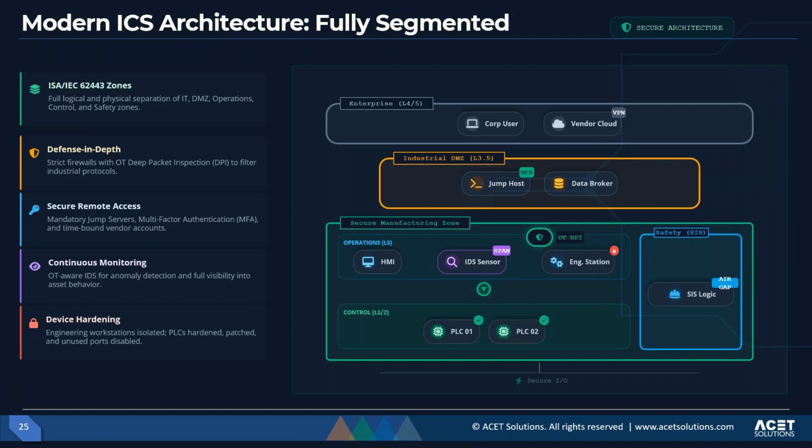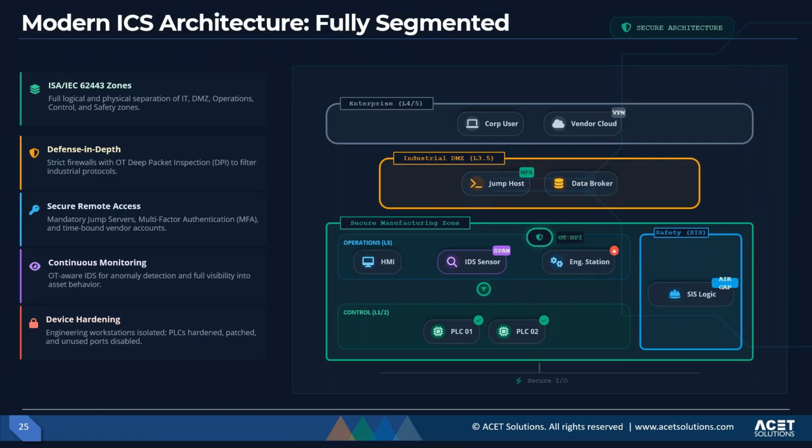Remote access is also heavily secured. All external or vendor access must pass through a jump server, be authenticated with multi-factor authentication, and operate under a time-bound, least-privilege access window. This prevents persistence and uncontrolled remote connectivity, and provides complete visibility into all external activity touching the ICS environment.